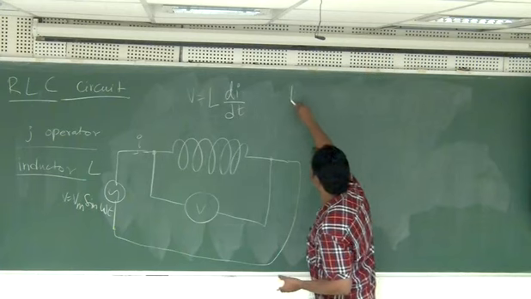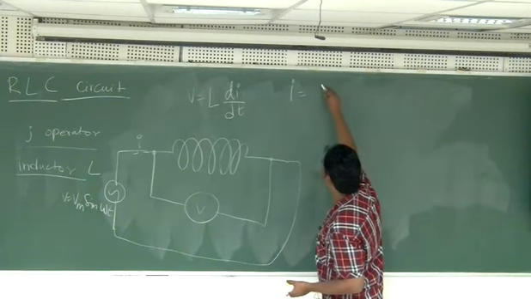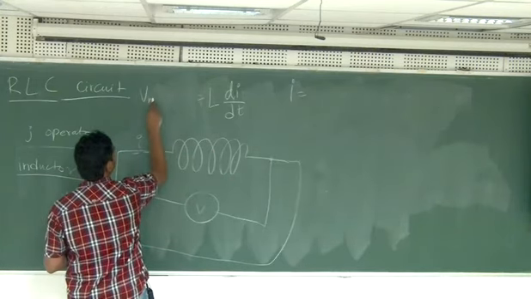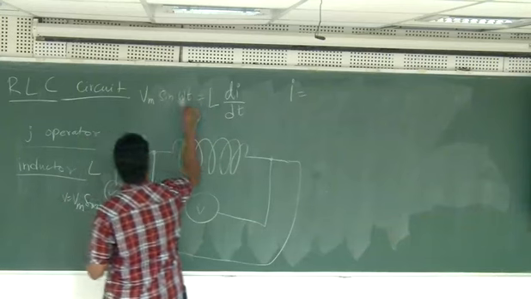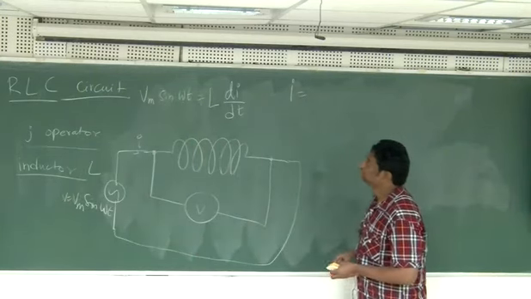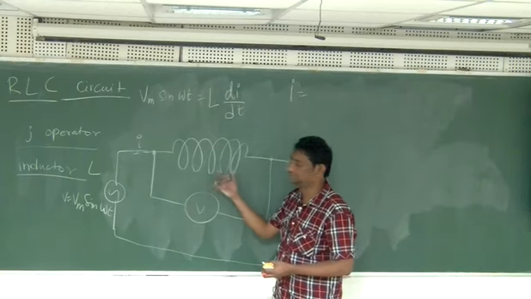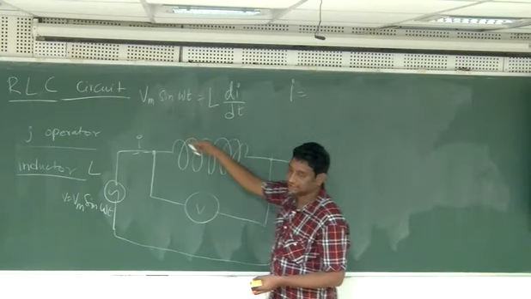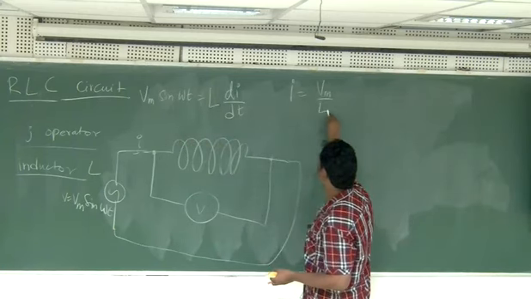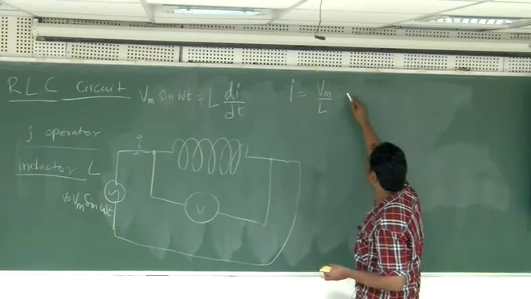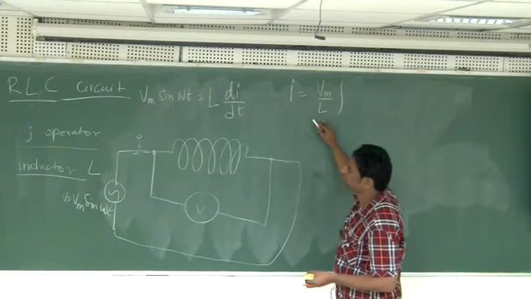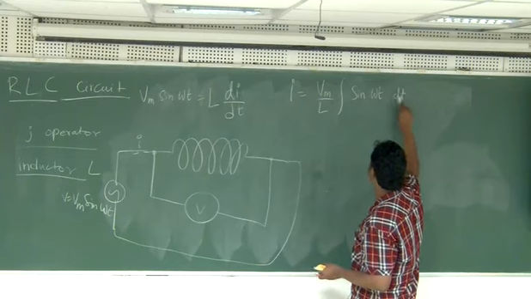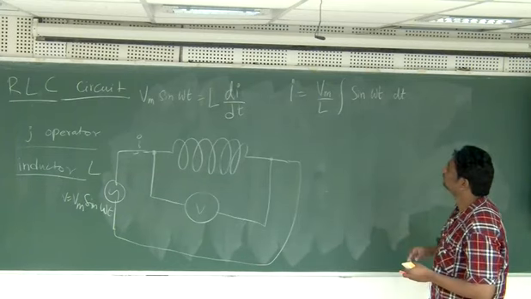So I equal to, see on this side I already know what is the value. So Vm sine omega t, this one is already known. So I am asking the question, if I apply a sine voltage to inductor, what is the current? So what is I? This L will go that side. So Vm divided by L, and then integration. This constant I have taken outside. Sine omega t dt.